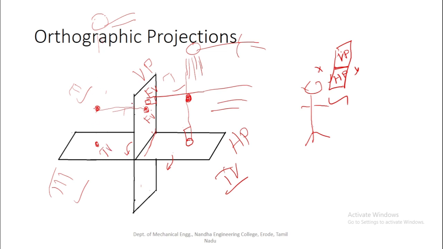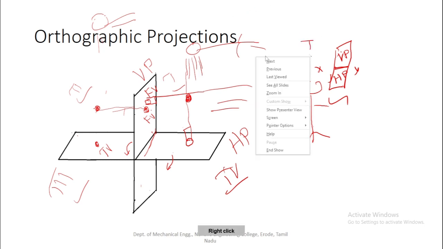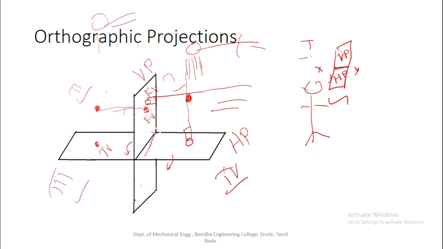After we projected the front view and top view, we have to rotate the horizontal plane 90 degrees in the clockwise direction, so that the front view and the top view both will be lying above the XY reference axis. XY reference axis is nothing but the intersection of the vertical plane and horizontal plane. So here, after we rotate the horizontal plane 90 degrees, both the front view and top view will be lying above the XY reference axis only.